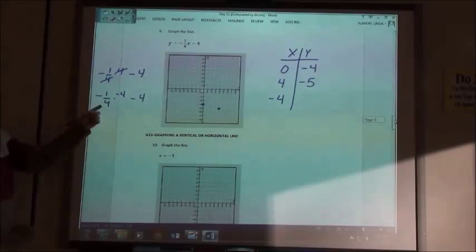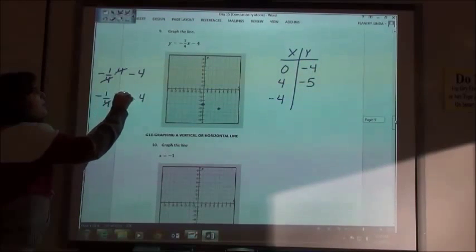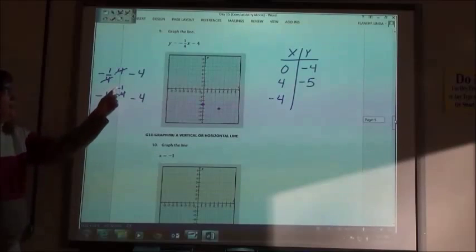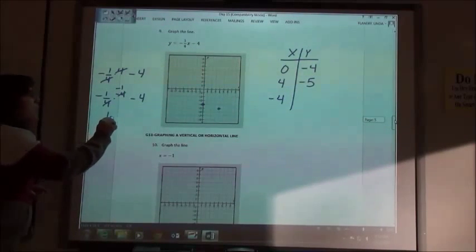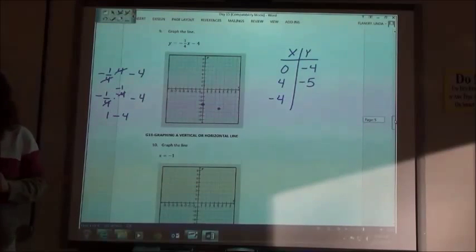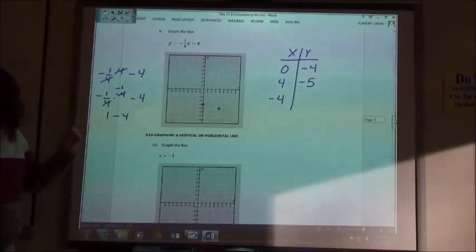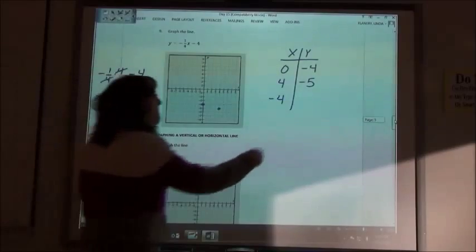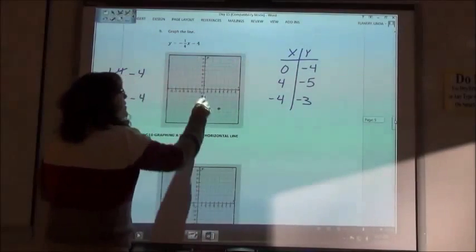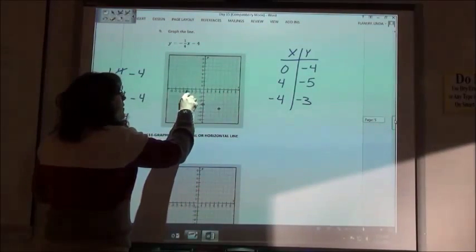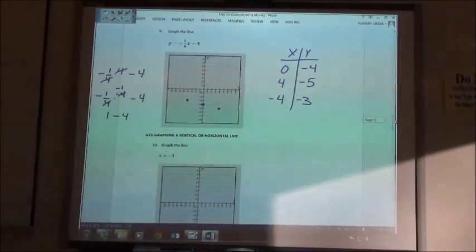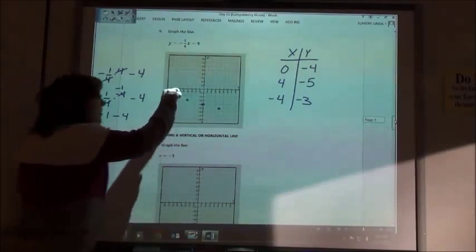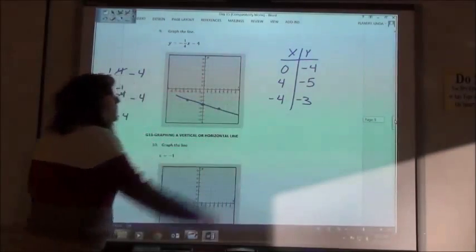so here when you cancel, 4 goes into here, negative 1, right? Negative 1 times a negative 1 makes that positive 1. 1 minus 4 then is negative 3. So negative 4, negative 1, 2, 3. And you can see your dots line up, and as you connect them from left to right, we're going downhill.